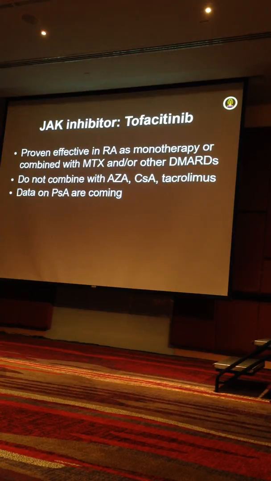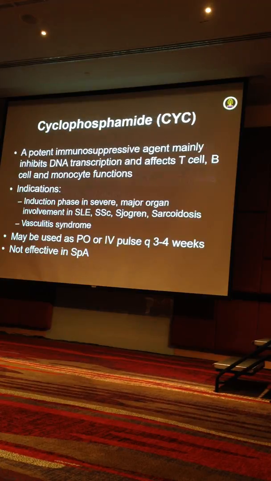The targeted synthetic DMARDs, the new one, is the JAK1 and JAK3 inhibitor, tofacitinib. It is proven effective in rheumatoid arthritis as a monotherapy, or it can be combined with methotrexate or other DMARDs. Don't forget that giving it together with azathioprine, cyclosporin, or tacrolimus will enhance the toxicity, especially myelosuppression. And the data in psoriatic arthritis are coming.